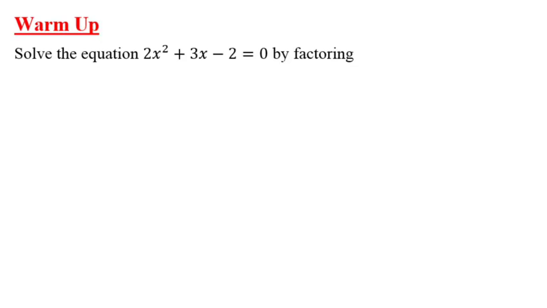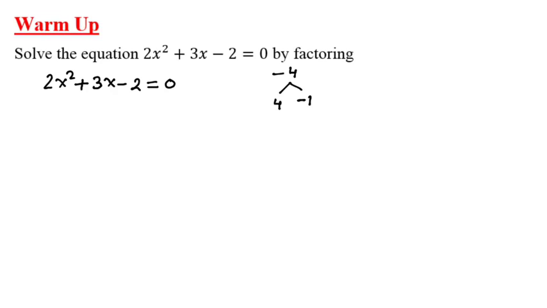In this first example, we are asked to solve the quadratic equation 2x squared plus 3x minus 2 equal to 0 by the factoring method. Since the left hand side is a second degree trinomial, we use the sum and product method to factor this. So we multiply the leading coefficient and the constant term: 2 times negative 2 is negative 4. Now from negative 4, we have to find two numbers whose product is negative 4 and sum is equal to the middle one, which is positive 3. So the numbers will be 4 and negative 1.